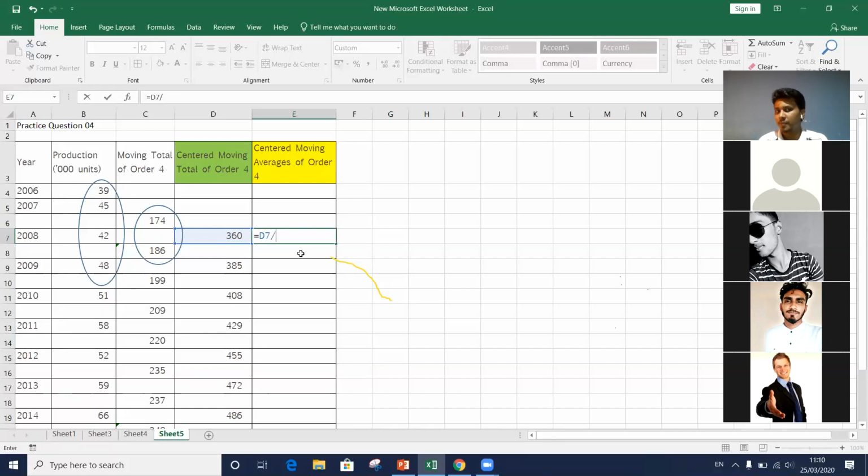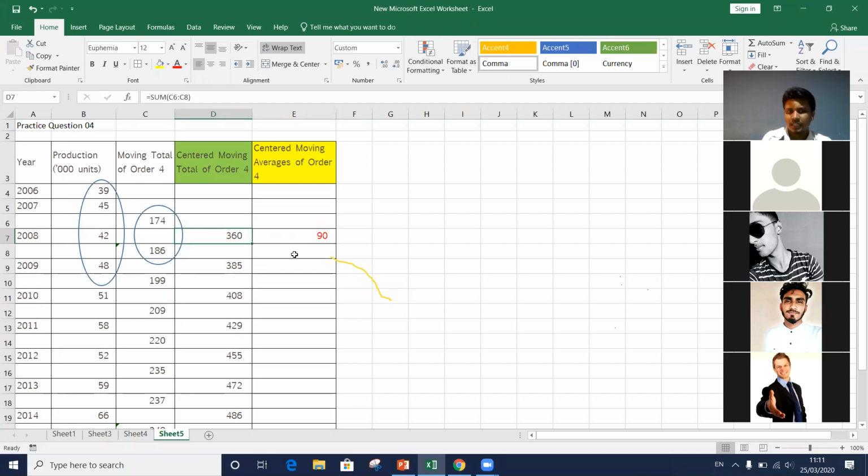If I divide by 4, is it right? 90. What do you think? මම මෙතන centered moving average of order 4 කියලා 90 consider කරොත් මම හරිද? මේ figure එක හරිද? 90. What do you think? Right.